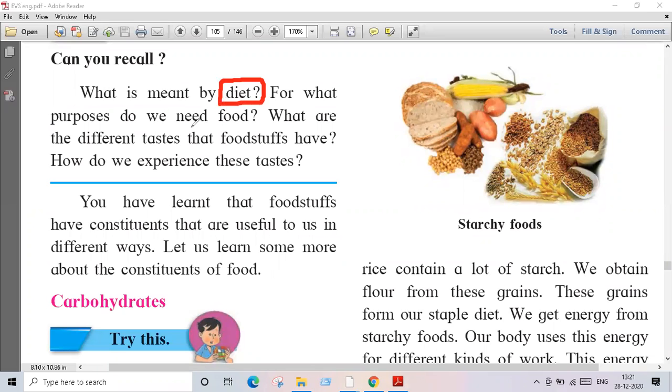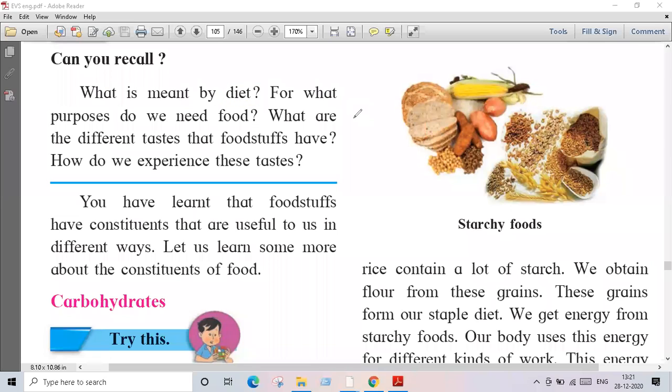Okay, for what purpose we need food? Well, we need food for the energy purpose. Okay, कुठलंही काम करण्यासाठी we require energy, and for doing any work we require energy, and for that purpose we get energy from the food. Getting? What are the different tests?